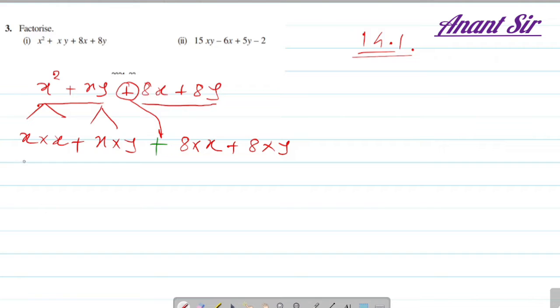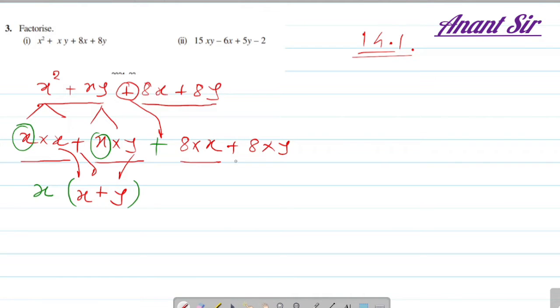Now in the first group we had two terms. What is same in both the terms here? There is x, which I can take common. It is same in both the terms. So when I take x common, what remains in the bracket is x, then a positive sign, and y.